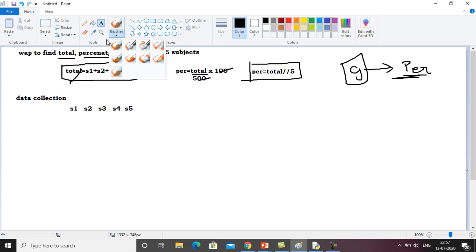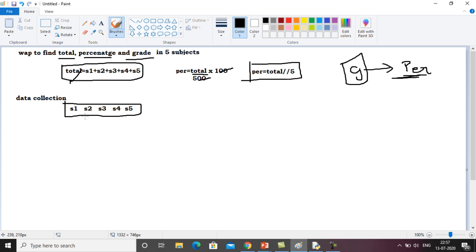When we think about how we can get the marks of all these subjects, obviously in the question, the marks of all these subjects are not given. Similarly, there is no criteria for getting the marks. So what we have to do is take the marks from the user. So we will take the marks in all the 5 subjects from the user. And once we get the marks in all the 5 subjects, then we will switch to the process part.